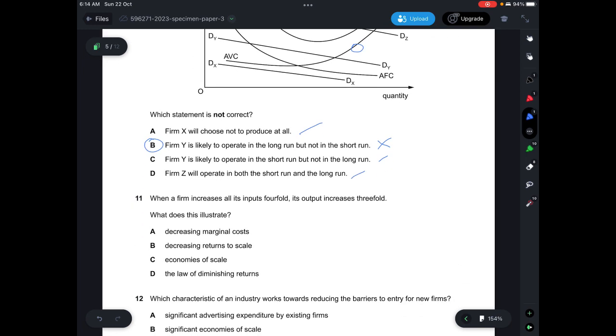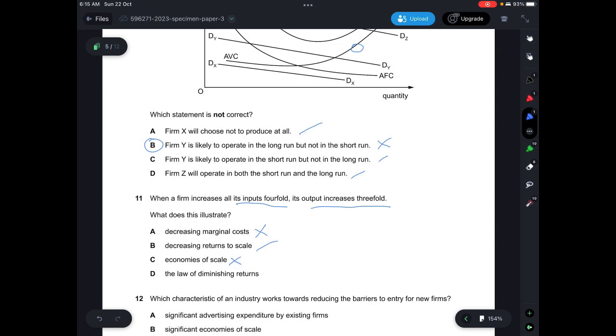Question 11. When a firm increases all its inputs fourfold, its output increases threefold. And what does this illustrate? You increase your inputs by fourfold and you increase your output by threefold. That means that there is a decrease in your returns. A says decreasing marginal cost. This is definitely wrong, right? B says decreasing returns to scale. This is correct. And C says economies of scale. This is incorrect.